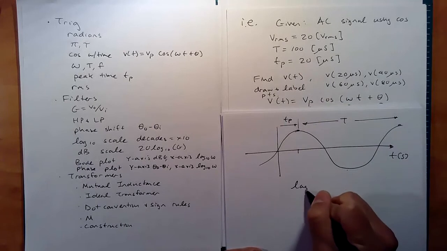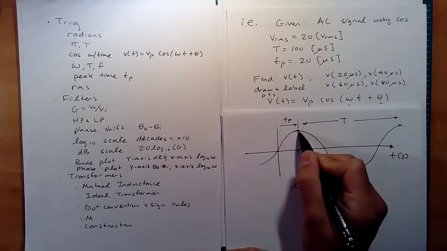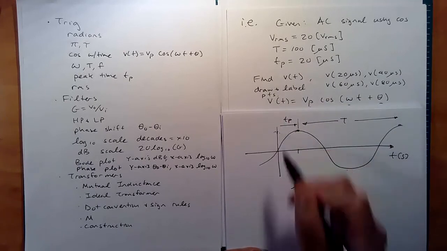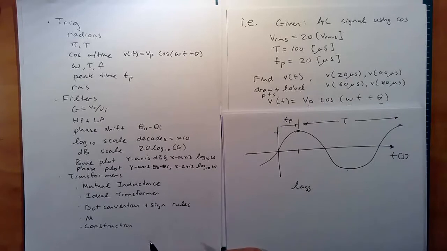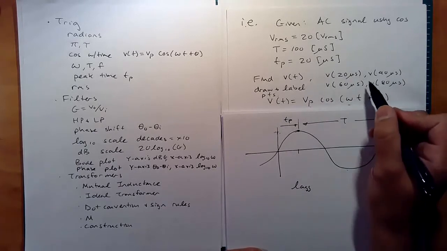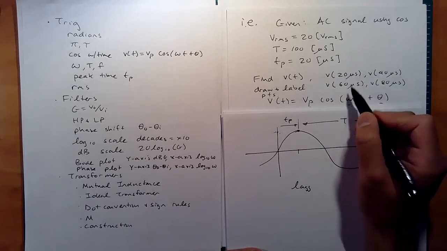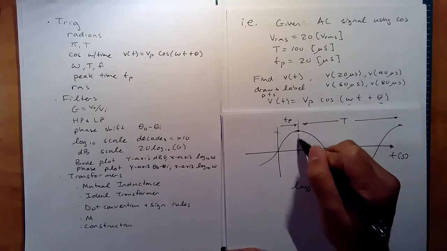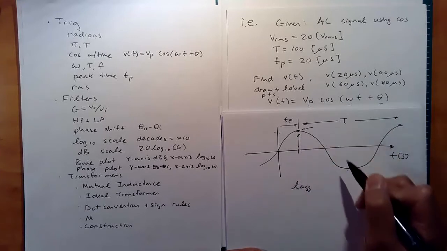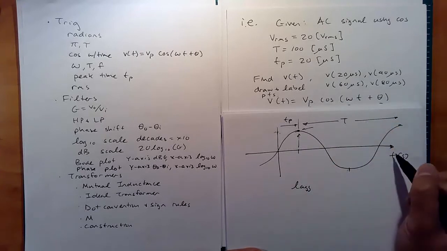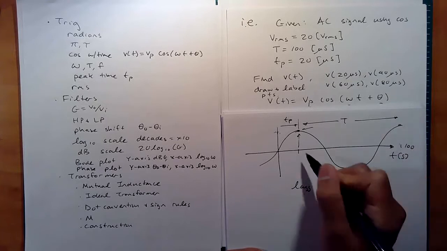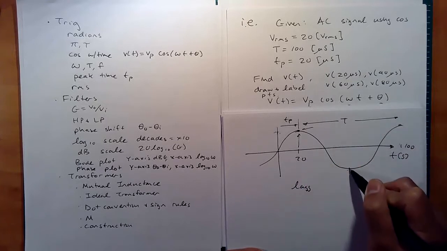Because we're kind of lagging here, right? You see how this peak time is lagging relative to the 0 time? Okay, good. And we are going to be asked for these voltages at these times, at 20. Well, at 20, we better get whatever the amplitude is, right? That's the amplitude. What is this time? So if this is 100 and this is 20, what is that time?